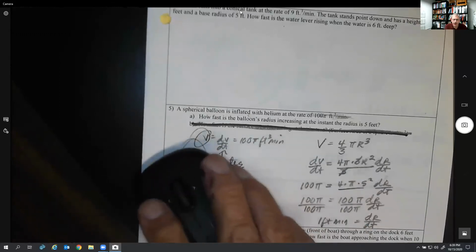Where are we? Trying to find this little thing.